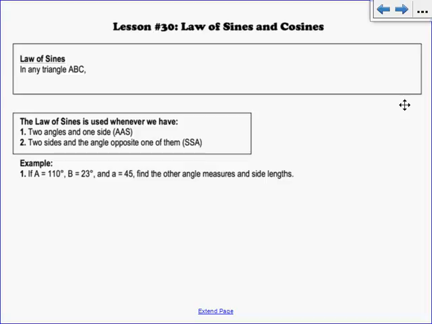The law of sines formula. Does anybody remember what it is? Sine of angle A over little a, which could also be sine of C. So you can take any two of those ratios and put them into a proportion, or set them equal to each other, okay?